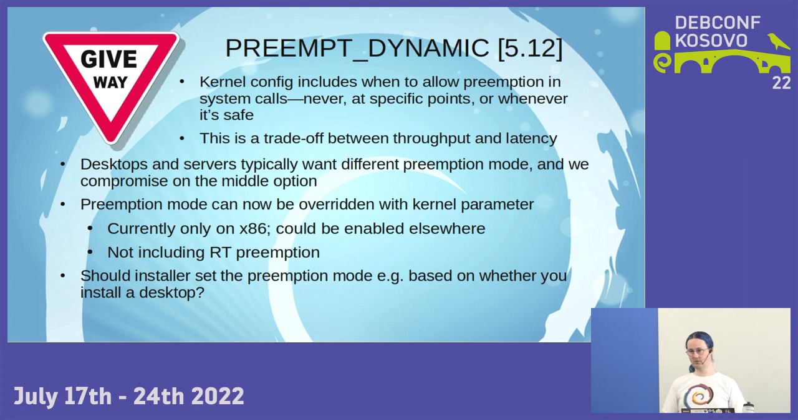If you don't allow preemption in a system call, you can get higher throughput. If you allow preemption almost everywhere, then you get lower latency. For servers, often we want higher throughput. Desktops, we want lower latency, or that's historically been what was thought. Debian doesn't build two separate configurations, so we compromised on the middle option there. But since 5.12, there's the preempt dynamic option, which is enabled, and that allows you to choose at boot time which of those three preemption models you want. At least on x86, it's I think available on other architectures, but not enabled by default, as there's some performance cost.